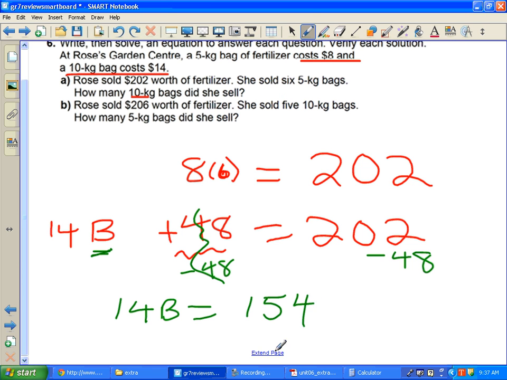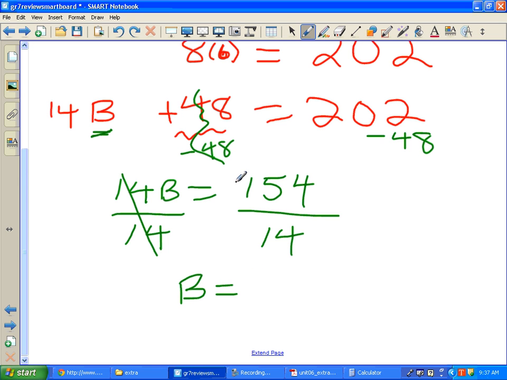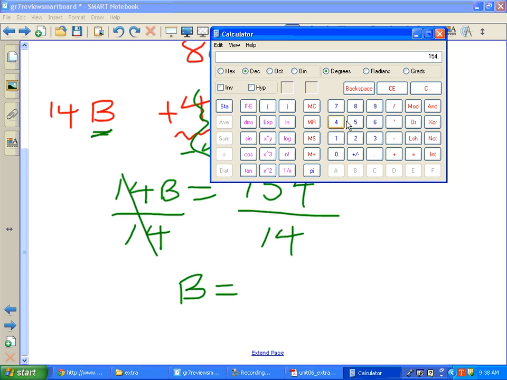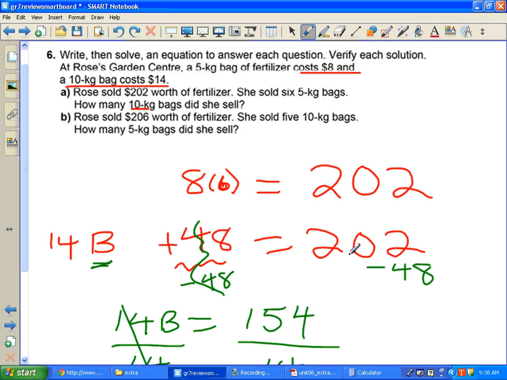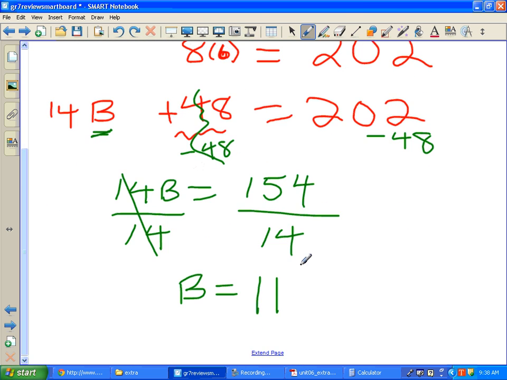And remember, the only thing we got left to solve for is B. So we're going to divide it by 14 because it's 14 times B. But whatever we do to one side, we must do to the other side. So B is all by himself. And now we just need to know what 154 divided by 14 is. 154 divided by 14, and your answer is 11. So the question is, Rose sold how many bags of 10-kilogram ones? She sold 11 10-kilogram bags.